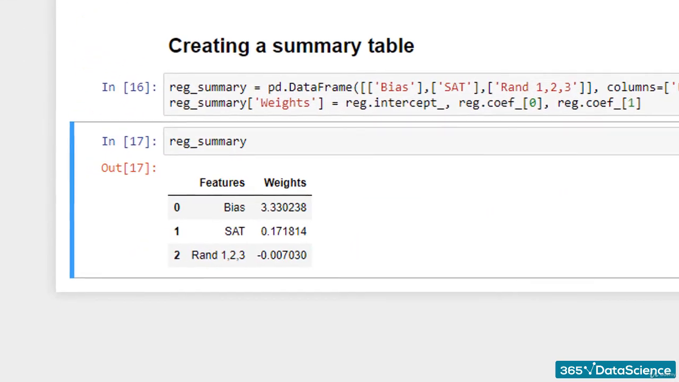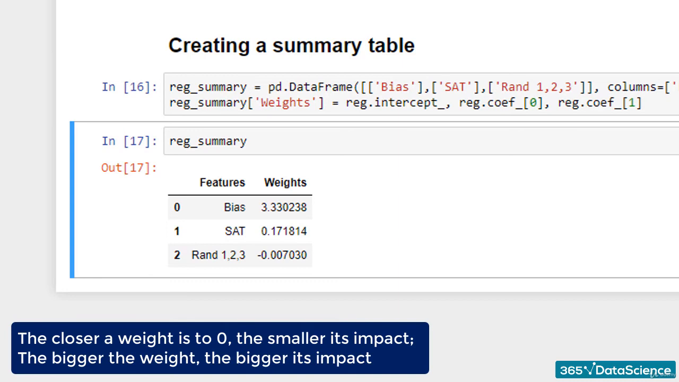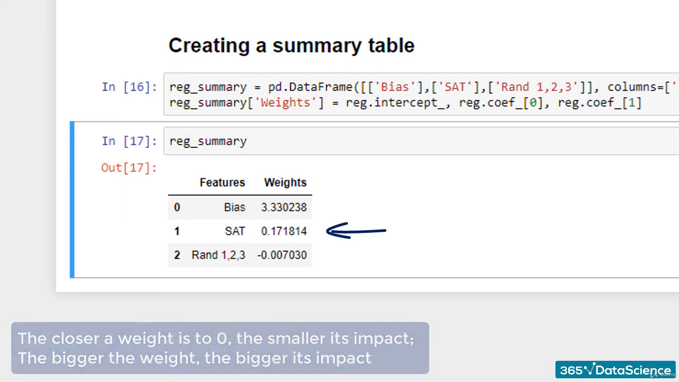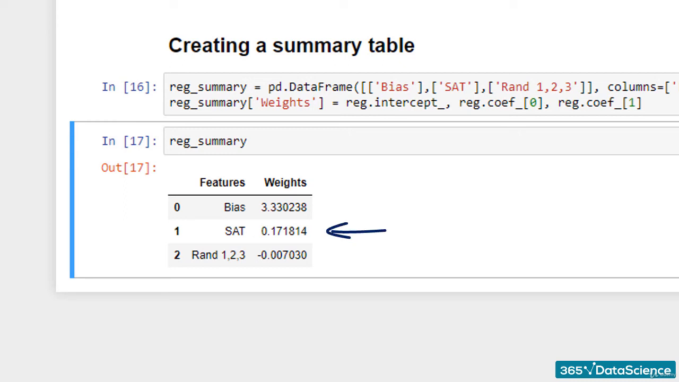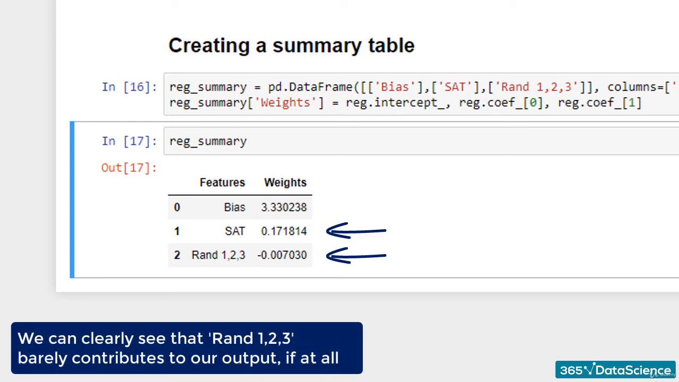What about the interpretation of these weights? The closer a weight is to 0, the smaller its impact. The bigger the weight, the bigger its impact. In our example, the weight of SAT is 0.17, which is much bigger than that of RAND 1, 2, 3, standing at merely minus 0.007. This brings us to feature selection through standardization. We can clearly see that RAND 1, 2, 3 barely contributes to our output, if at all. It will make little difference if we remove it from the model or leave it there with a weight of almost 0, as 0 times any value is equal to 0.